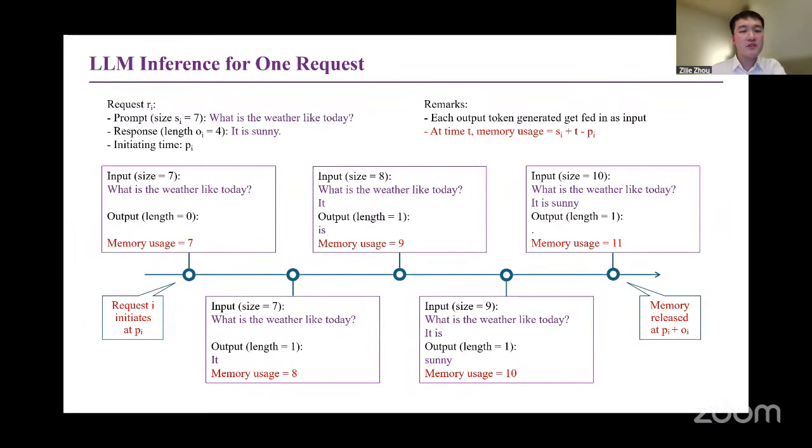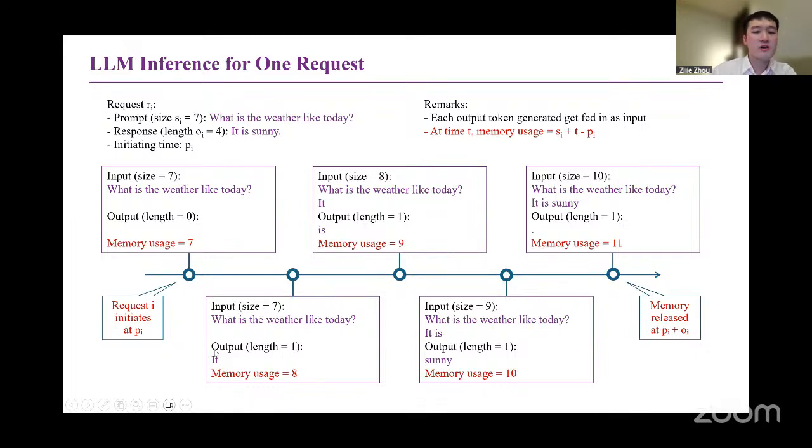Okay, so then let me give a more concrete example. In this example, let's say the prompt, the sentence we input, is "what is the weather like today?" And it has a prefill size, s_i, the number of words in this prompt, which is now 7. And then suppose the response is "it is sunny", okay? Then the response length, o_i, the output length, equals 4. Then its process is that first it will take the input, "what is the weather like today?" In the first period, it will generate this output, "it".